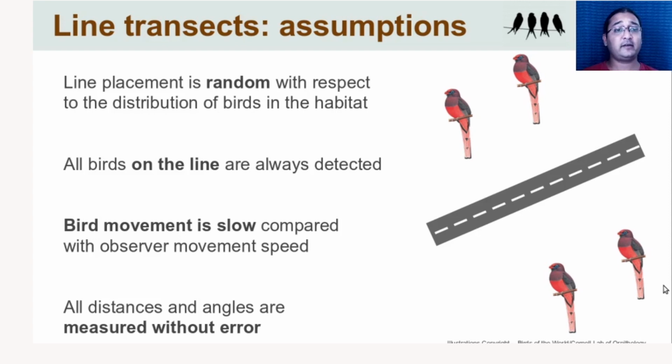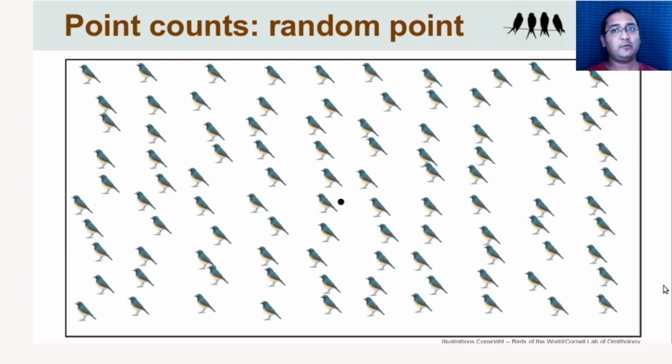We also assume in line transect sampling that the bird movement itself is slow compared with observer movement. So the birds are moving far slower than the observer, which basically means that the assumption is that the birds are detected more or less in the initial location at which they were. So it's not after birds have moved that the detection happens. It's pretty much close to where the bird initially was that the observer detects this bird. And finally, there is the assumption that all distances and angles are measured perfectly without any error. There are no mistakes in measuring the distances to the birds and the angles from the birds. So that was line transect sampling.